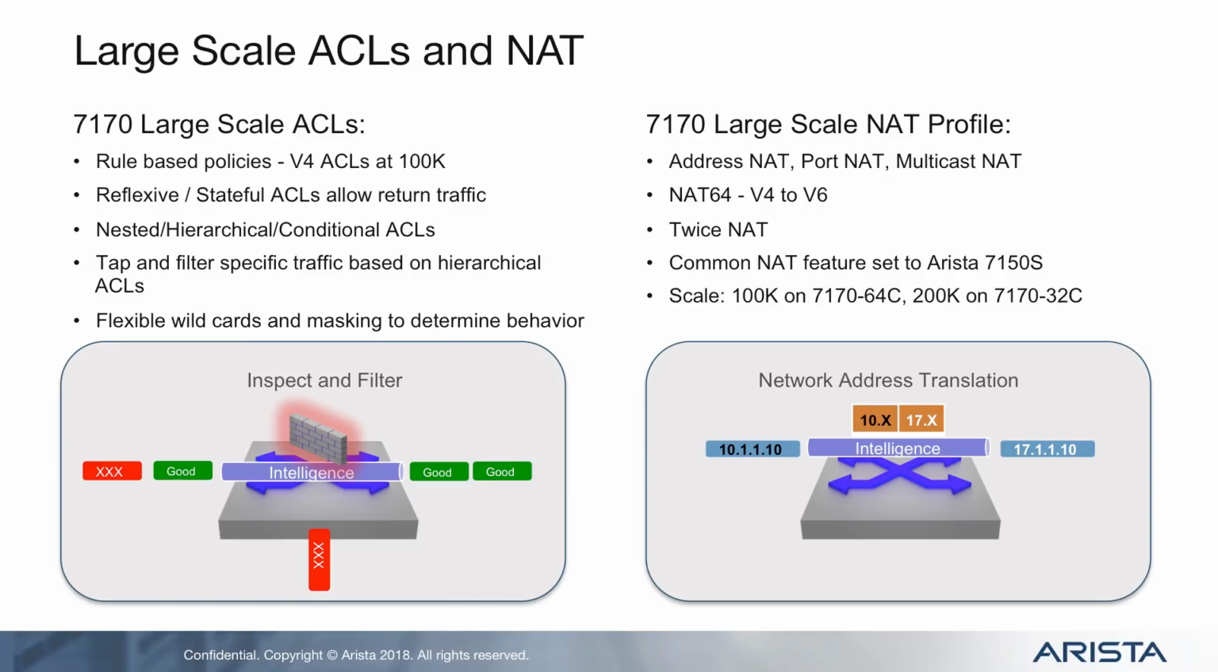So two other use cases are examples of scale. So a large-scale ACL or a large-scale NAT profile. So a large-scale ACL is taking regular ACL policies but scaling them up to, in this case, over 100K, but also having the additional capabilities to be reflexive and stateful and to support nested or hierarchical and conditional ACLs. So as traffic's coming into a system, you can make a series of stepwise decisions as to whether or not that traffic gets forwarded onto the next hop and out of the box.